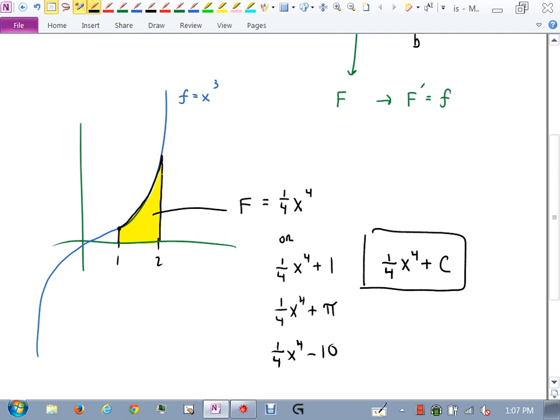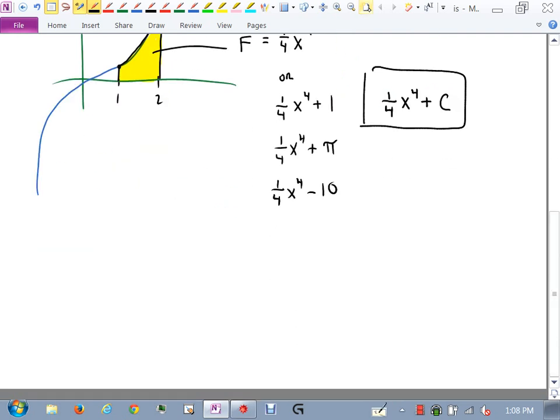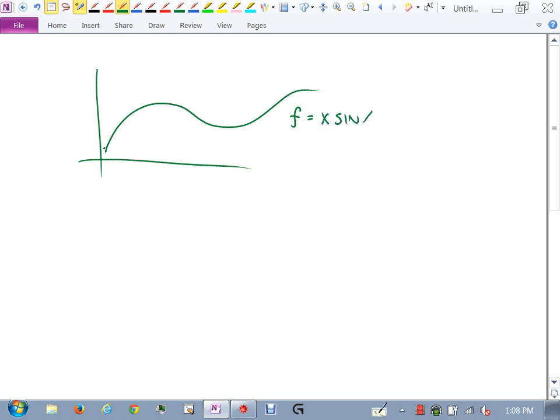In Cal 1, derivative is this direction. Cal 2, antiderivative is going backwards, which, as you might imagine, is much more difficult, right? Because think about something as simple as this. Let's say I give you a function. I don't know if this is the graph of it, but I'm just making this up. If this is the function x sine x, that seems like a relatively simple function, right?